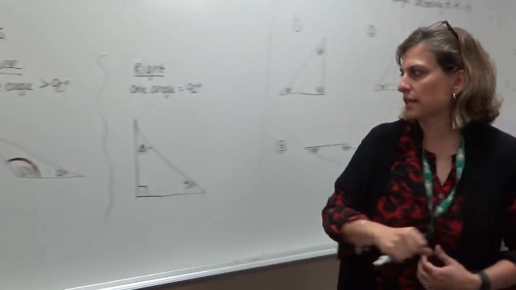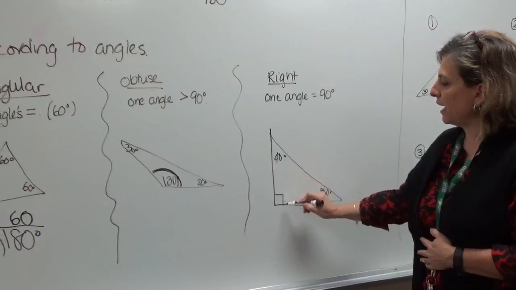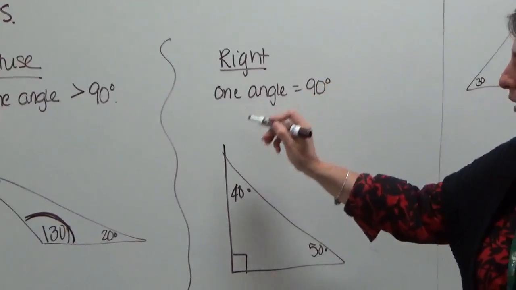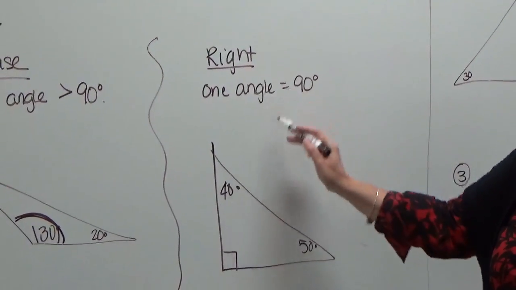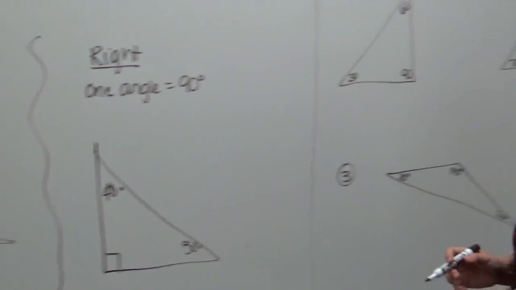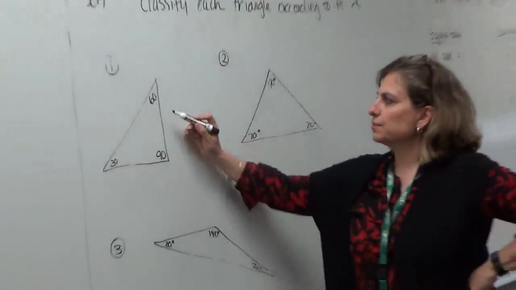And finally, the last kind of triangle is called a right triangle. A right triangle will have a 90-degree angle in it. It will have 2 perpendicular lines, okay? So that's right triangle, one angle, 90 degrees. So let's look at some examples. I have 4 examples.